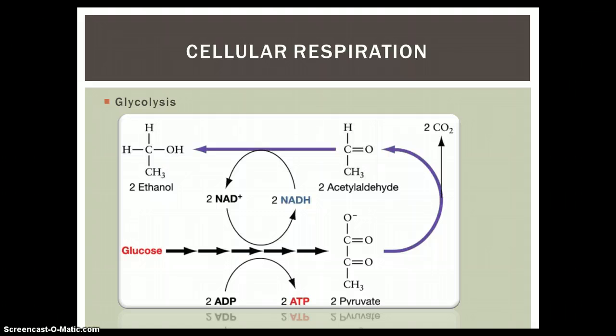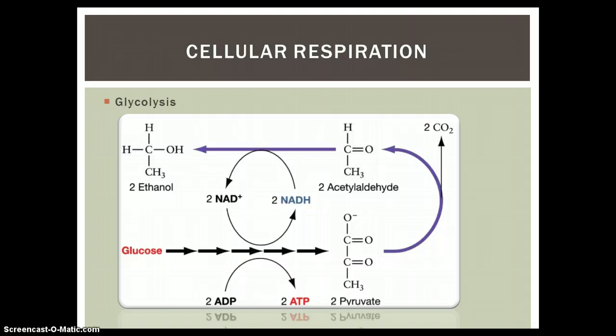The first process of cellular respiration is glycolysis. And glycolysis is known to occur in both aerobic and anaerobic respiration. It's the oldest metabolic pathway used by all cells, and it occurs in the cytoplasm. So basically what happens in glycolysis is a 6-carbon sugar, glucose, is broken down to form 2 molecules of 3-carbon pyruvate. This results in 2 NADH and 2 net ATP.